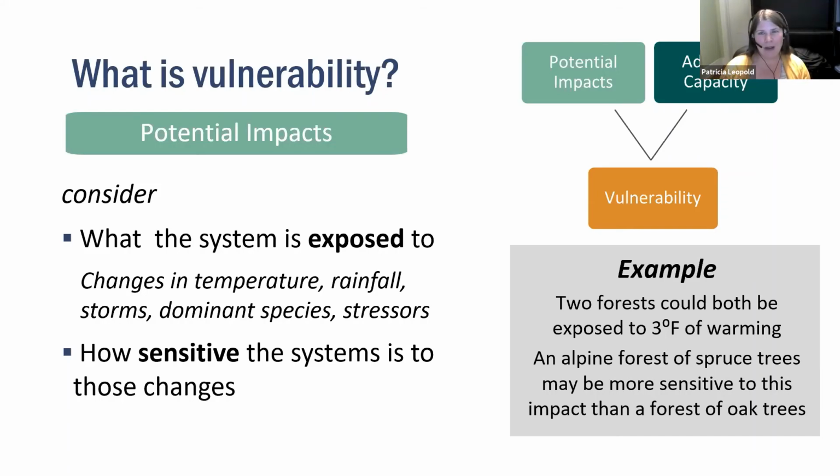So he was just covering this example that 2 different forests could both be exposed to the same climate change impact. But in this example, an alpine forest is going to be more sensitive to those changes because it's adapted to those cooler, wetter conditions. And something like an oak hickory forest is going to be less sensitive because it's adapted to a warmer, hotter climate.